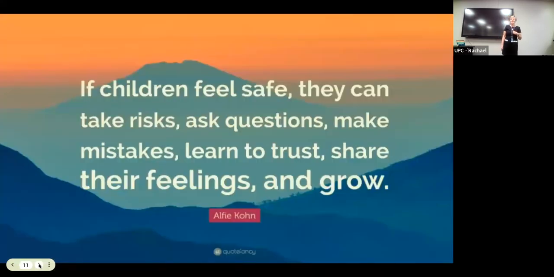Okay. If your child feels safe, they take risks. They're willing. Is this available offline to look at those ones? Yes, absolutely.